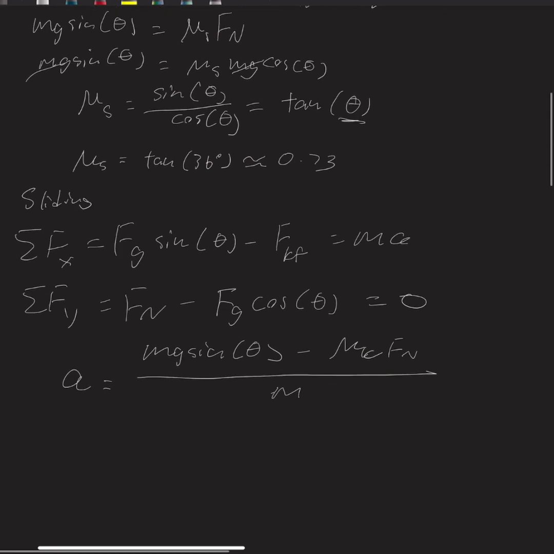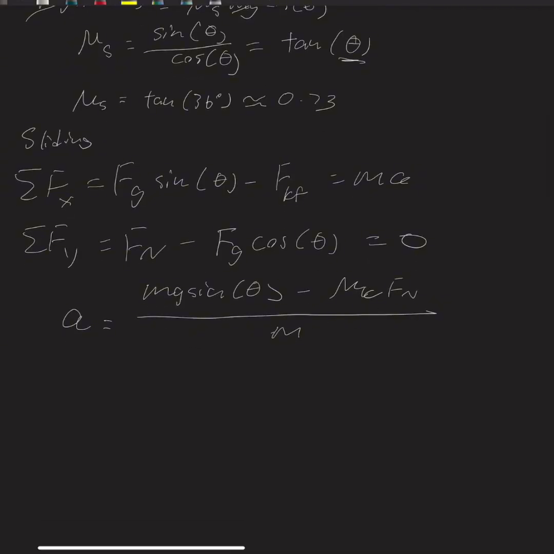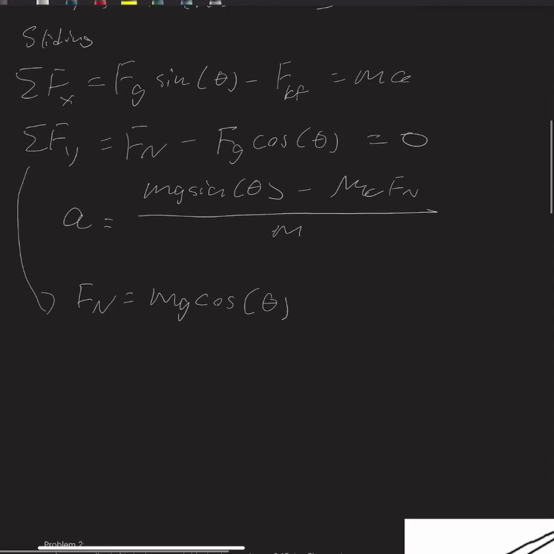Note that we just skip some steps, but Fg equal to mg and force of friction equal to mu times Fn. Now we are missing Fn. We don't know what Fn is. We can use the sum of forces in the y direction to solve it. For normal equal to mg cosine theta. So we can substitute into our original equation.